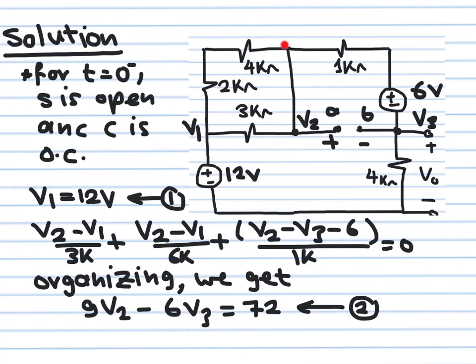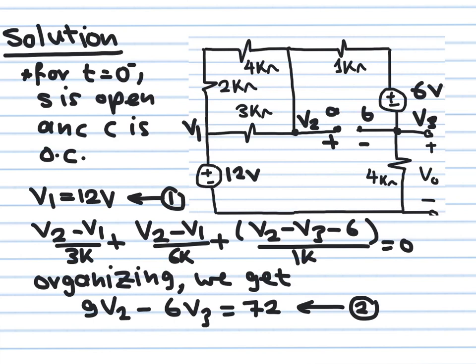Remember that this is one node. Okay, you can see it's shorted. This is one node. So there is one current flowing out, there is a second current flowing out, there is a third current flowing out. So we get three currents flowing out here. The first one is V2 minus V1 over 3K. The second one is V2 minus V1 over 6K. The third one is V2 minus V3 divided by 1K. So these are the three currents I mentioned to you here. What you have to do is multiply both sides here by 6K.